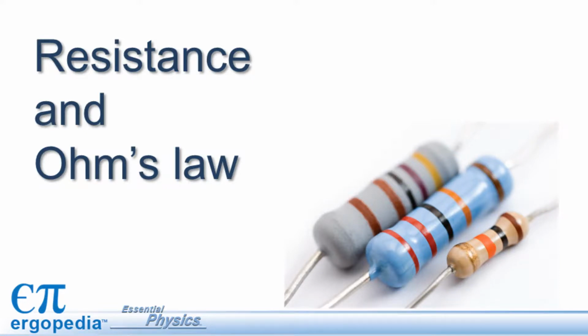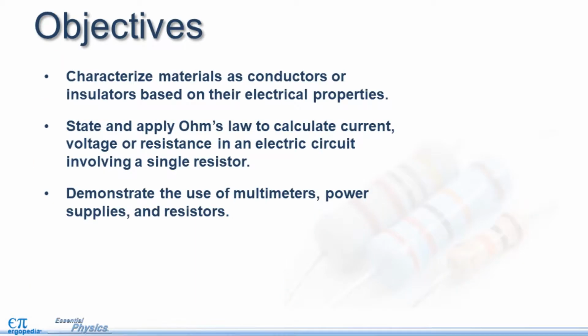This lecture segment is about resistance and Ohm's law. The objectives of this segment are to characterize materials as conductors or insulators based on their electrical properties, state and apply Ohm's law to calculate current, voltage, or resistance in an electric circuit involving a single resistor, and demonstrate the use of multimeters, power supplies, and resistors.